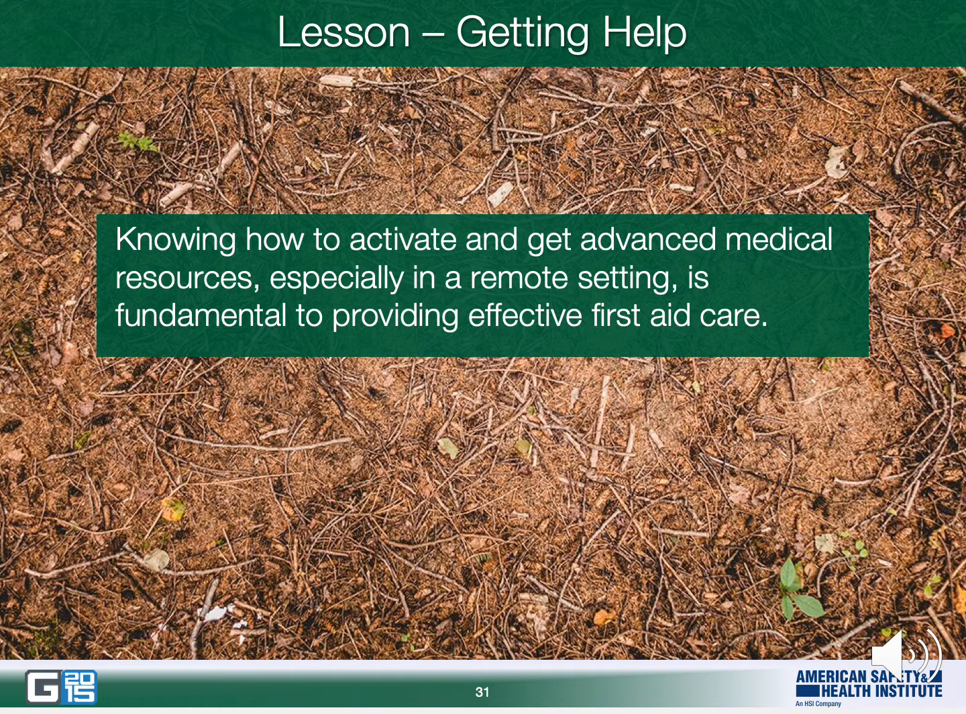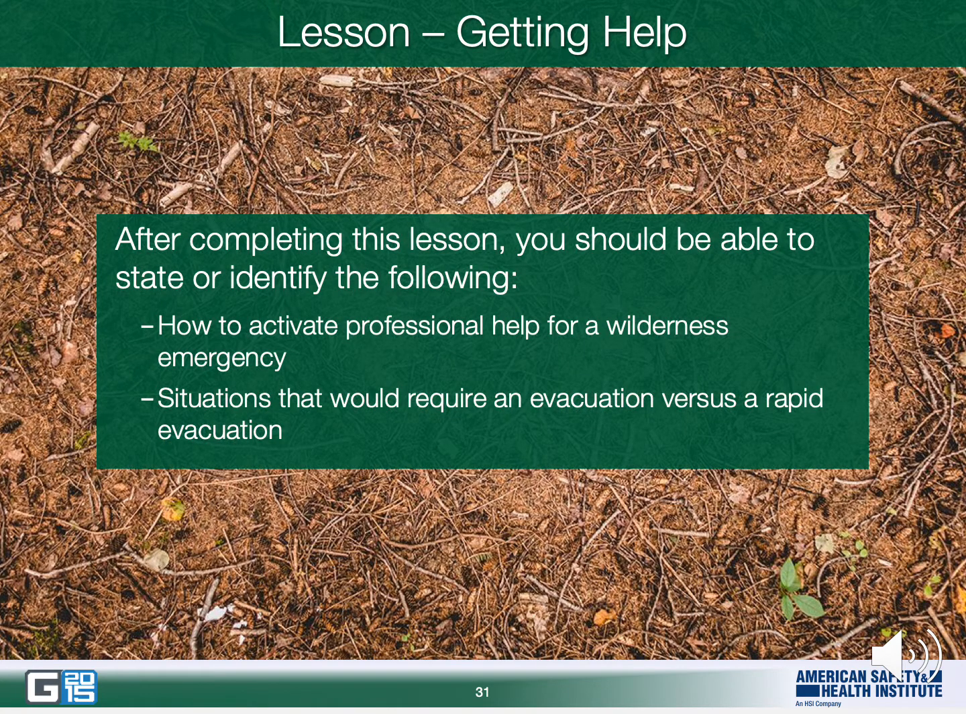Knowing how to activate and get advanced medical resources, especially in a remote setting, is fundamental to providing effective first aid care. The sooner you can get them on the way, the better. So, getting help: after completing this lesson, you should be able to state or identify how to activate professional help for a wilderness emergency in situations that require an evacuation versus a rapid evacuation.